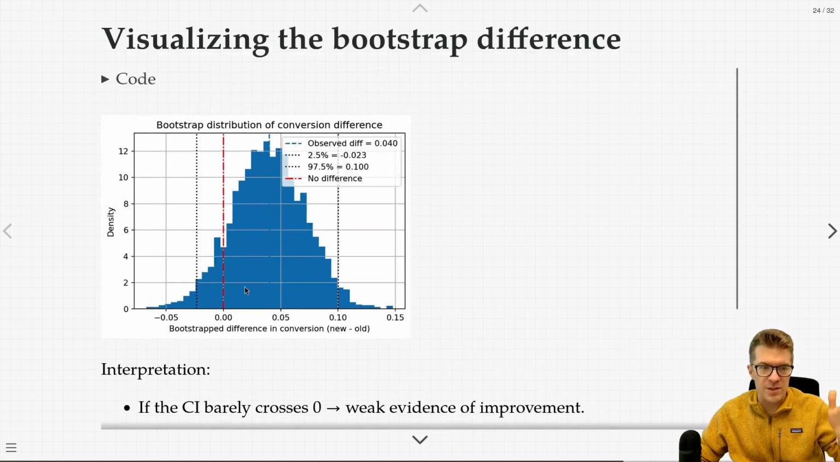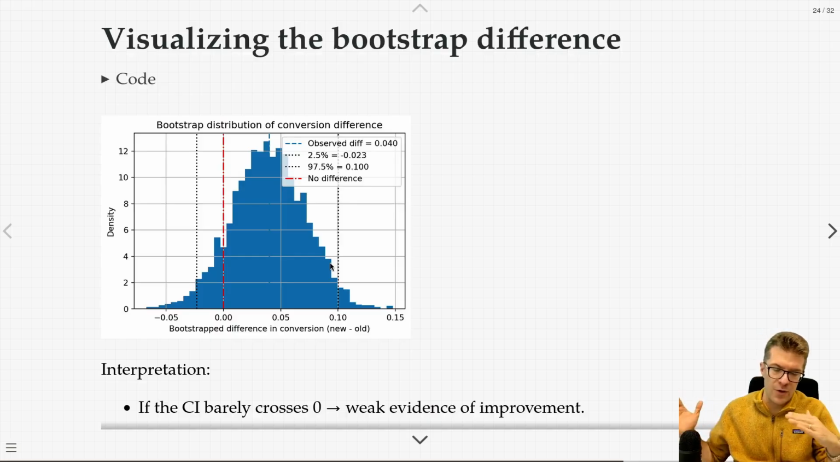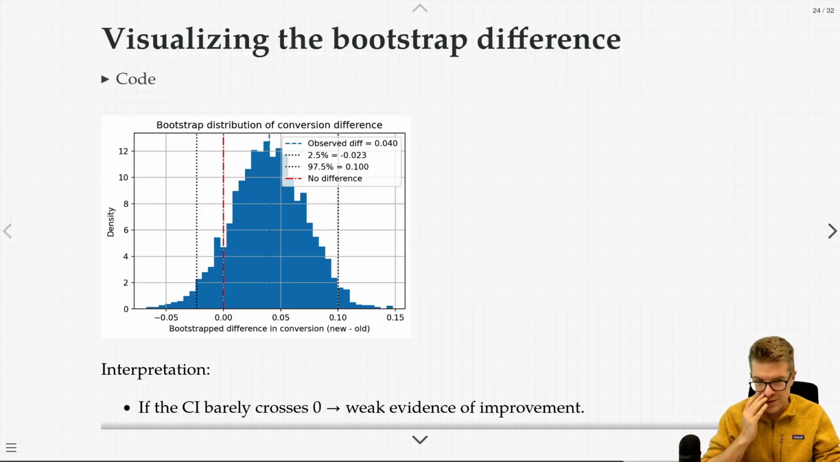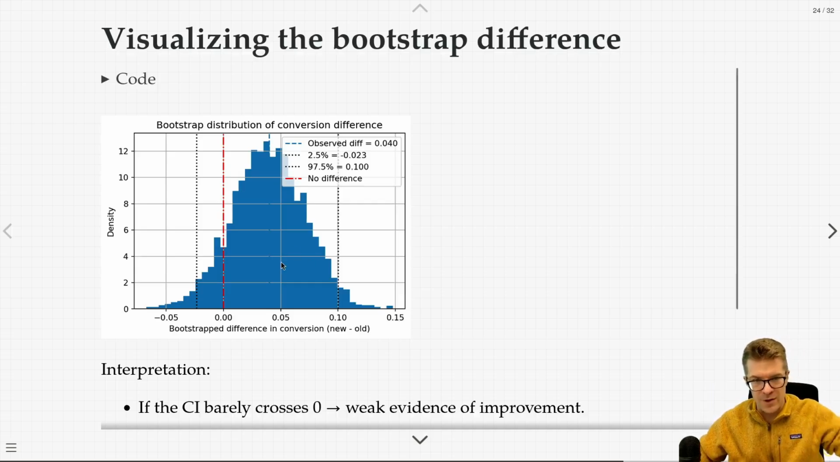So this is over multiple samples, comparing the new page versus the old page. This is what we get, and no difference is this red line over here. So generally there seems to be an improvement over the old page. The overall skew, or the overall tilt of this distribution, is somewhat positive. So most of the time, through all of these iterations of the bootstrapping procedure, there's a positive difference between conversion rates on the new page versus the old page. So it looks like statistically the new page is better.